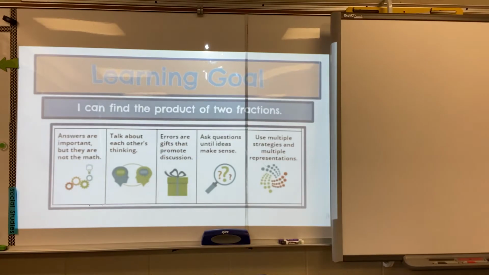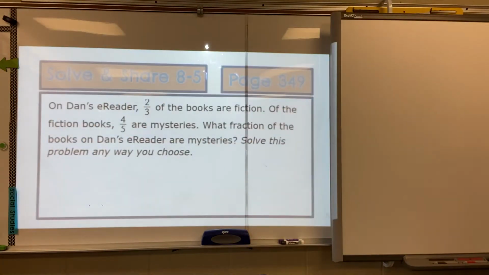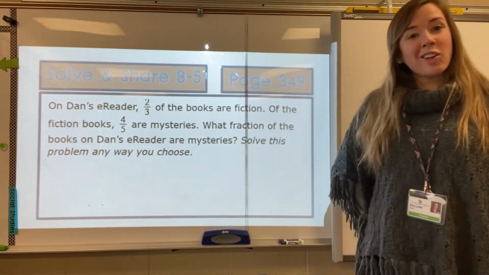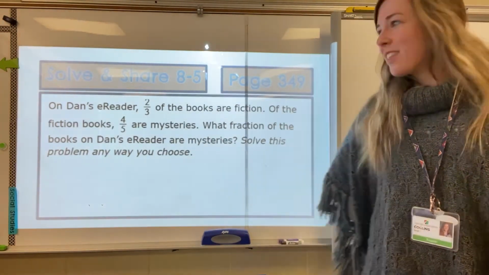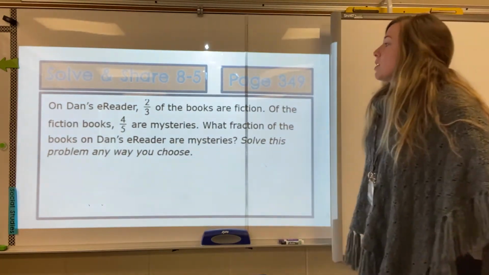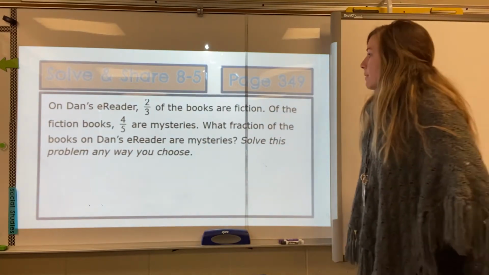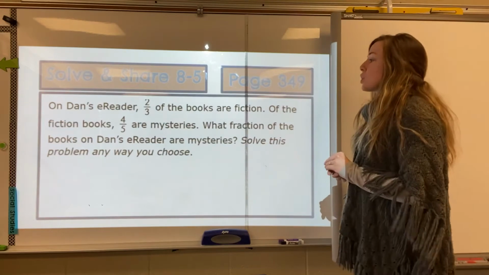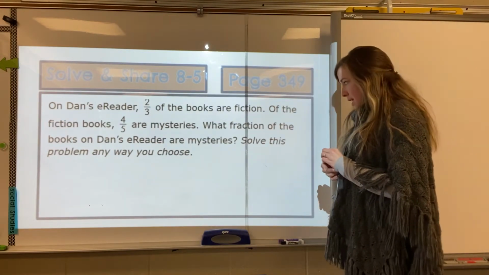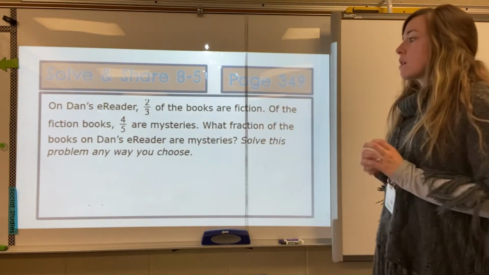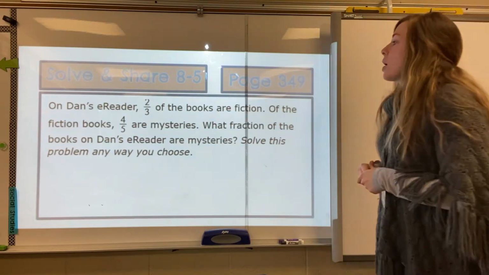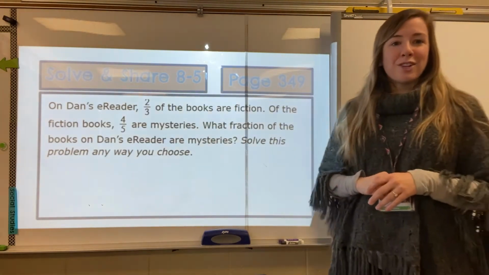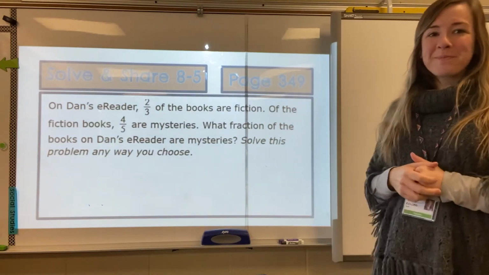Alrighty, go ahead and open your books to 349. And we are going to read through our Solve & Share here. I'm going to let you try a little on your own, and then we will check all together. On Dan's e-reader, 2/3 of the books are fiction. Of the fiction books, 4/5 are mysteries. What fraction of the books on Dan's e-reader are mysteries? Solve this problem any way you choose. So go ahead and give it a try and then enter your answer below.